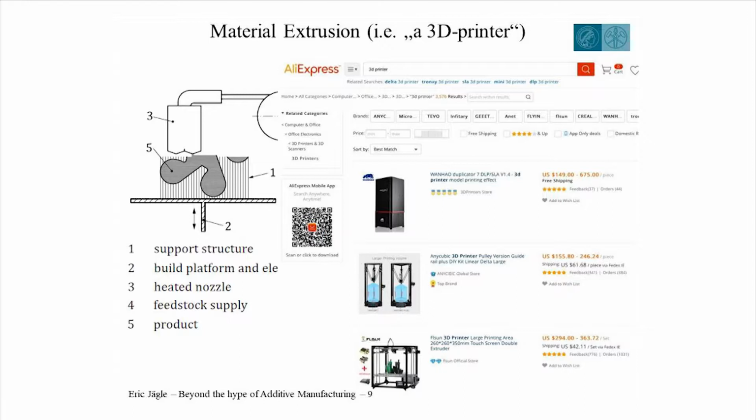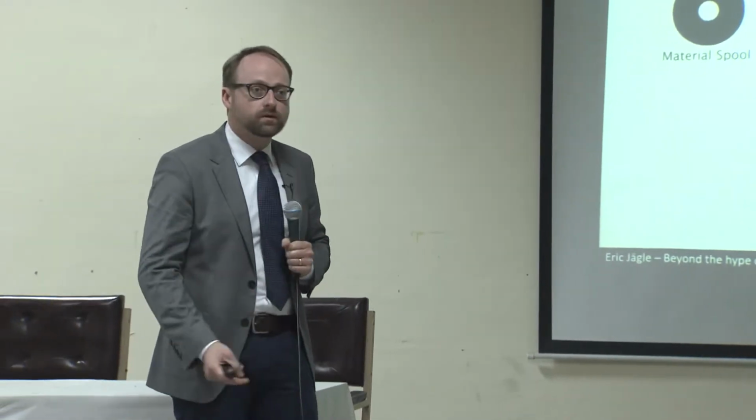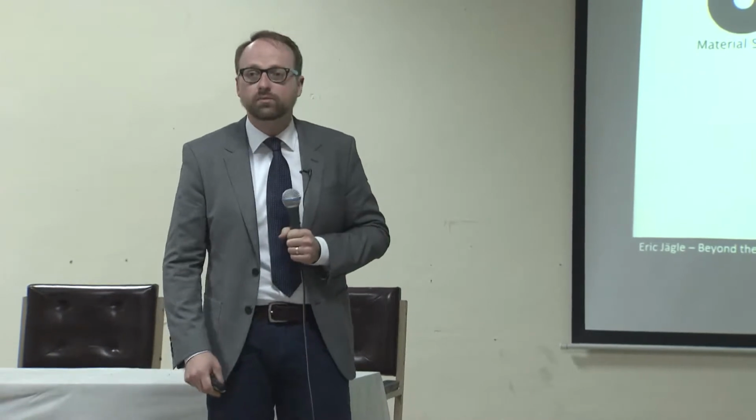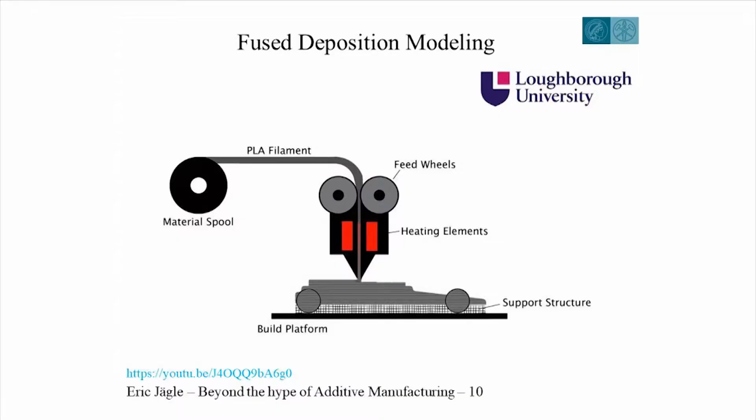Yeah? I will here only focus on two processes. The first process is called material extrusion, you could call it. Specifically, the process inside this family of material extrusion processes is called fused deposition modeling. And this is what most people mean when they say a 3D printer. I bought a 3D printer and brought it home and I played with it. This is what people mean.